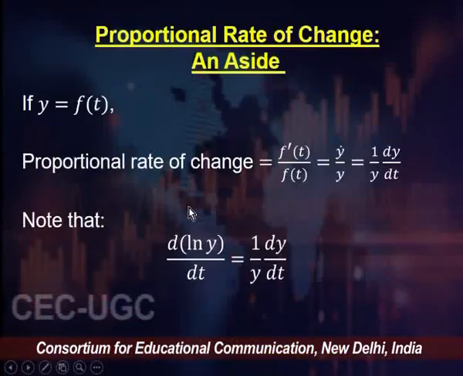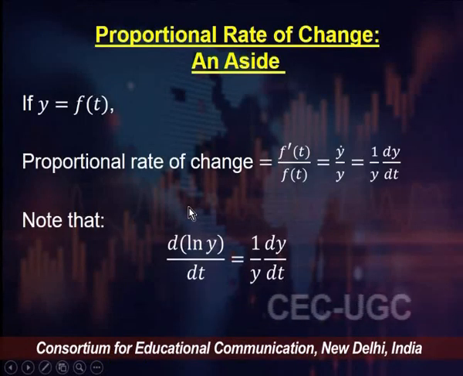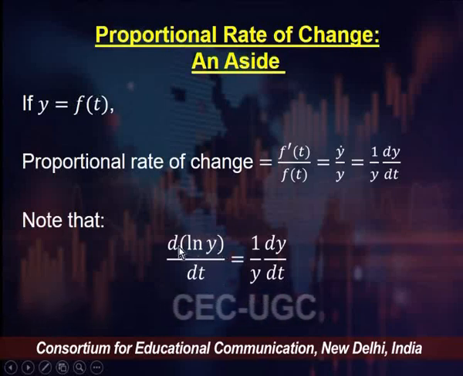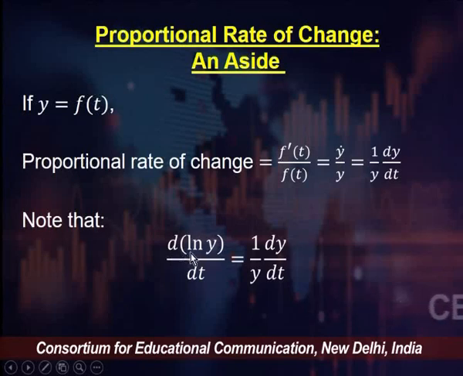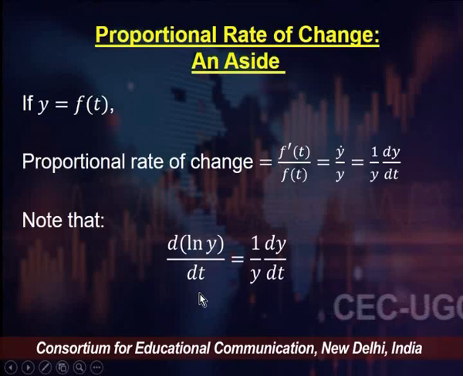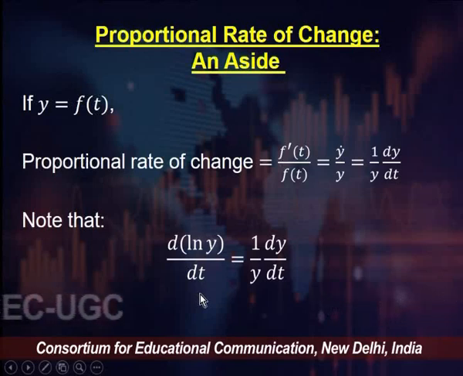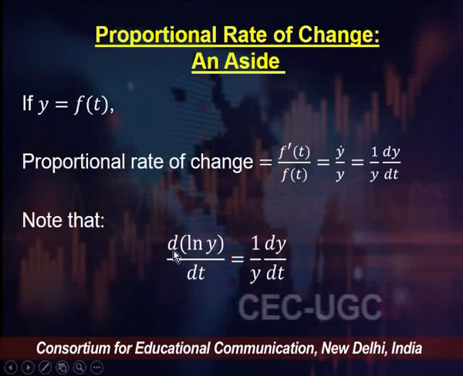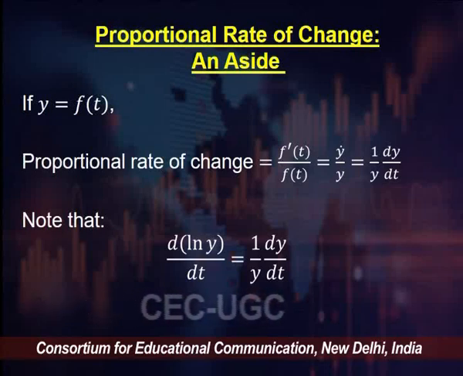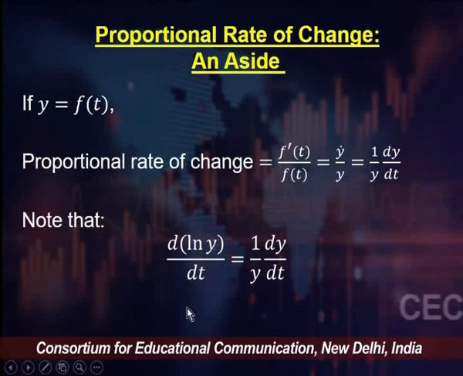Now, just as an aside, some of the viewers here might already be at a more advanced level, and may have already done a course in calculus. Note that the proportional rate of change, which is 1 by y dy by dt, is nothing but the derivative of natural log y with respect to time. For those familiar with differentiation of log functions, you would know that the derivative of ln y with respect to time is 1 by y dy by dt, and this is the expression for a proportional rate of change. For those of you who have not yet done calculus, you can just hold on to this until we cover logarithmic functions later.